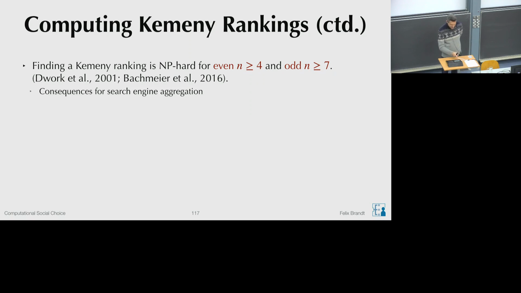Also, this first paper in this list here by Cynthia Dwork et al. from 2001 is not a social choice paper. It was published in the International Conference on the World Wide Web. And I think the title is Rank Aggregation Methods for the Web. So it's really about an internet problem rather than a social choice problem. OK, so it's open whether this problem is still hard for 3 or 5 voters.